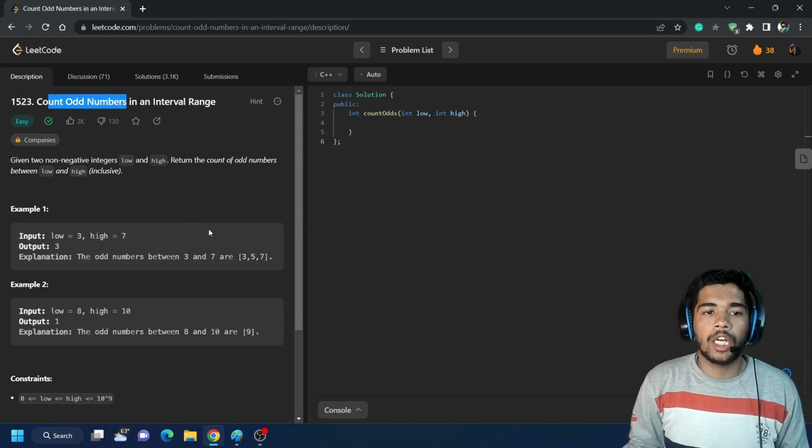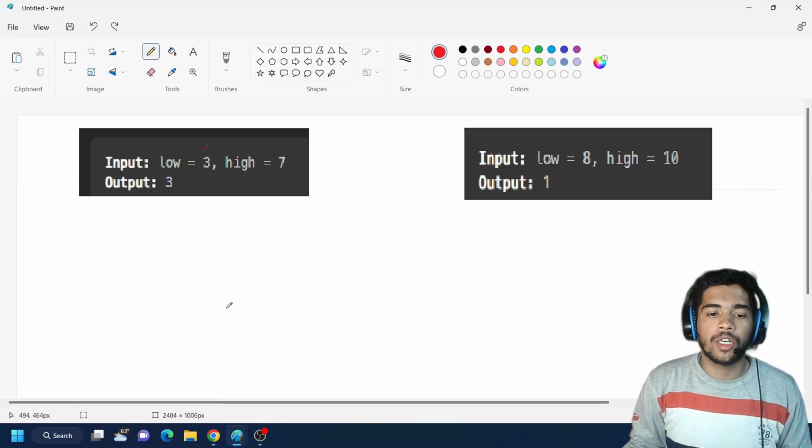Count odd numbers in an interval range. We are given two non-negative integers low and high, and we have to return the count of odd numbers between low and high inclusive. So let's move on to the example. Low and high inclusive, that means we have to include these numbers. So starting from 3 and 7, how many odd numbers we have in between them? That is 5, 3 and 7. So these three are the odd numbers, so the answer is 3.